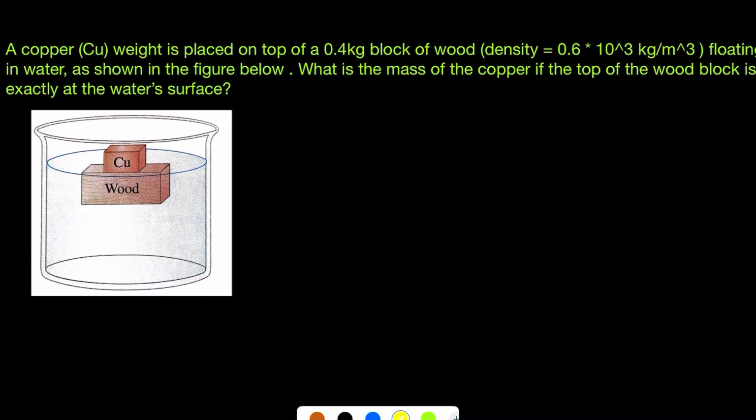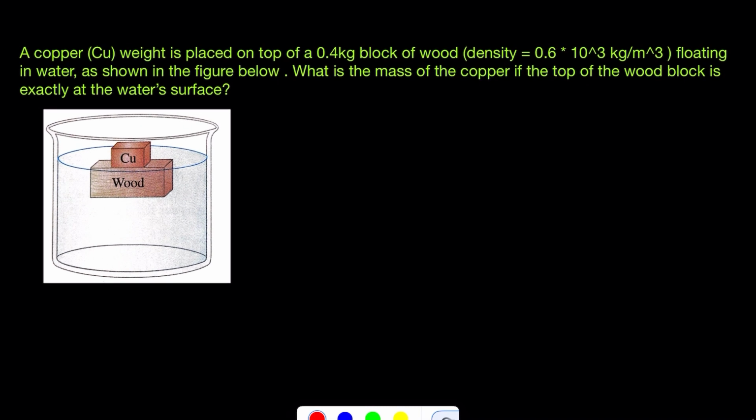Hello everyone. Here is a problem on buoyant force or force of buoyancy. So in this problem, a copper weight is placed on top of a 0.4 kilogram block of wood with a density of 0.6 times 10 to the power of 3 kilogram per cubic meter. So the density of wood also is given. The mass of the wood is also given. Floating in water as shown in the figure below, what is the mass of copper if the top of wood block is exactly at the water's surface?